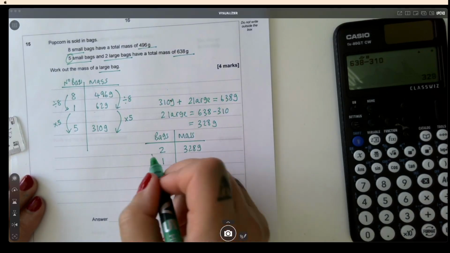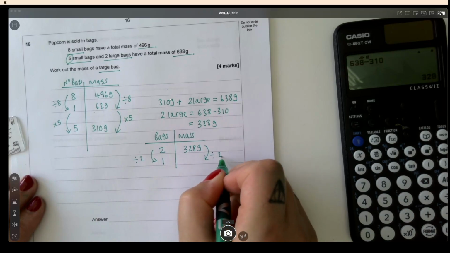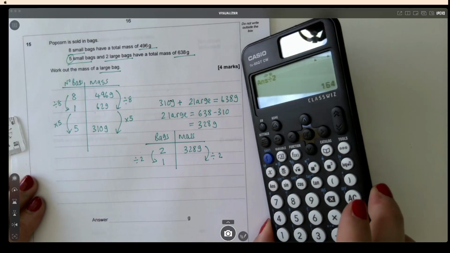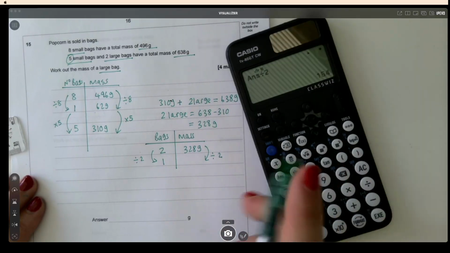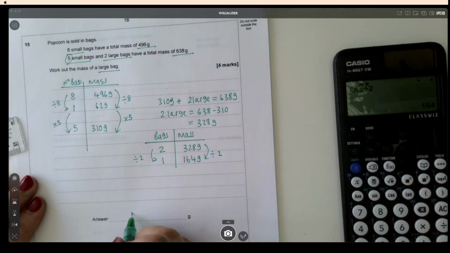So if I want one bag, I'm simply going to divide by 2, and halve that. So 328 divided by 2 tells me that one large bag weighs 164 grams, and that's our answer.